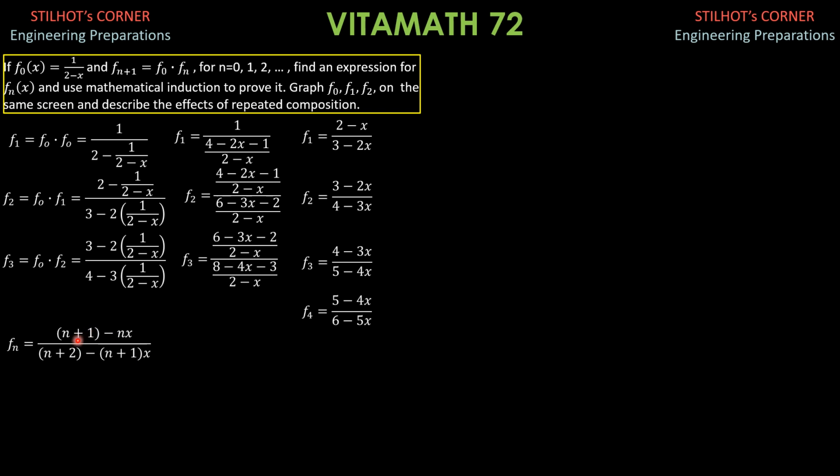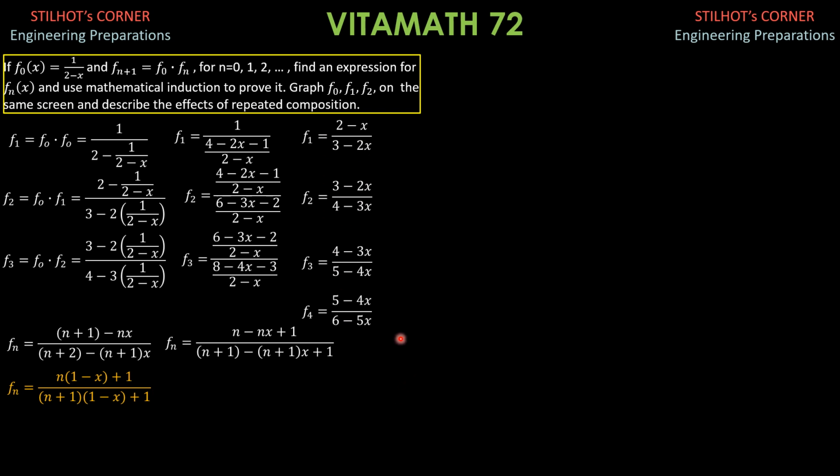So we simplify this into n minus nx plus 1, then all over n plus 1 minus quantity n plus 1 x plus 1. So factor out n in the numerator, so Fn equals n quantity 1 minus x plus 1 over n plus 1 quantity 1 minus x, then plus 1. So that's the predicted Fn, and it is proven by mathematical induction based on the preceding results.